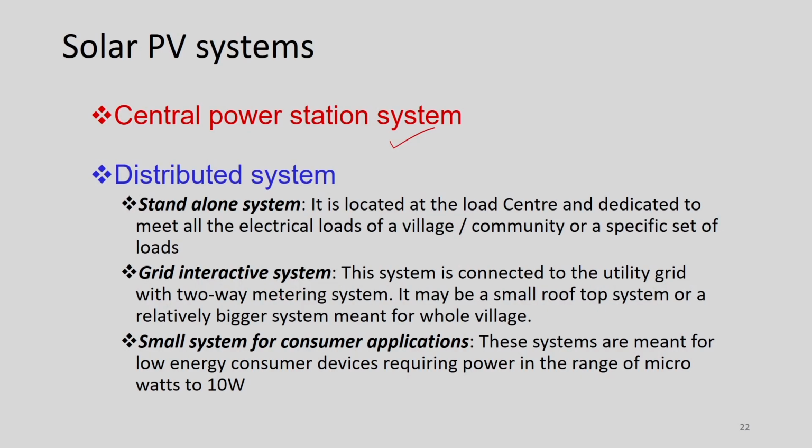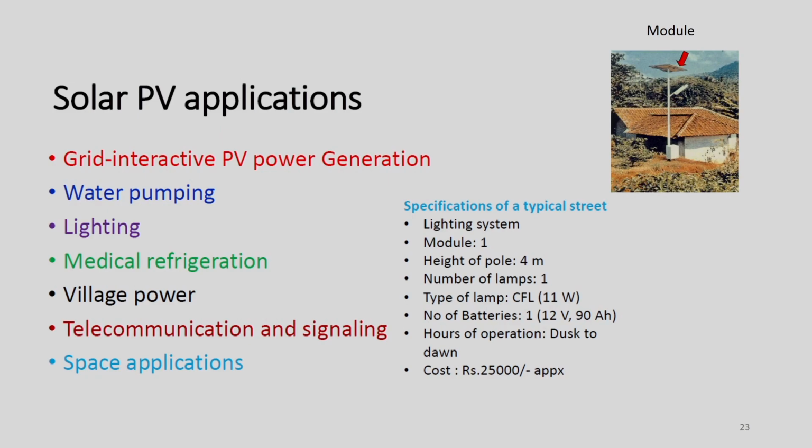So, that is called grid interactive system. And a small system for consumer applications like maybe in watches, maybe calculators, its power ranges from microwatts to 10 watt. Under that category we can generate that much of power. There are many applications that we can see, like grid interactive PV power generation, water pumping, lighting, medical refrigeration, village power, telecommunications and signaling, space applications. There are multiple applications of those solar PV systems.